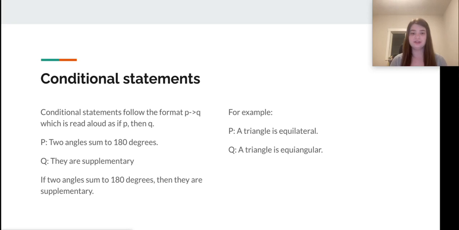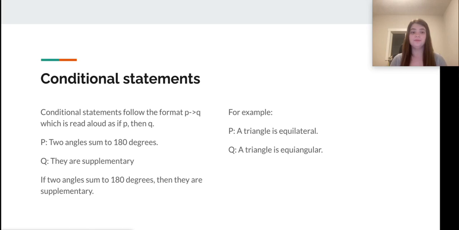What are conditional statements? Conditional statements are statements that follow this format: P, then the arrow, and then Q. And when it's read aloud, it's read as if P, then Q, or P implies Q, where P is the hypothesis and Q is the conclusion.